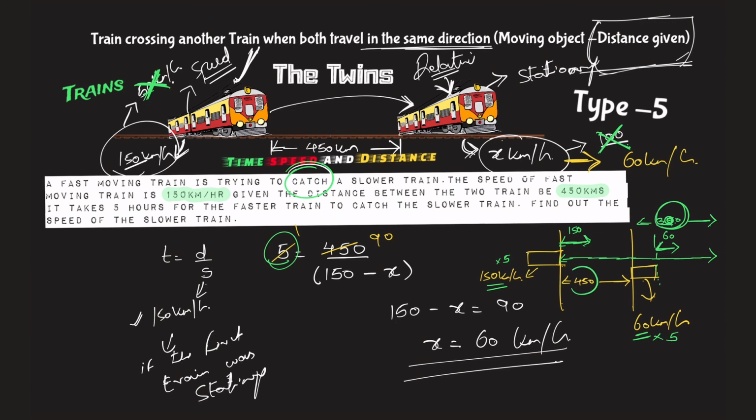This train will travel 750 and this train will travel 300. So the 450 which this train was supposed to cover, it will cover, and it will cover an additional 300 which the other train has traveled in 5 hours. A total of 450 plus 300 it will cover to catch the other train at a distance of 750 kilometers from this point. So if I say this point is A and they meet at a point B, what is the distance AB? That is 750 kilometers.